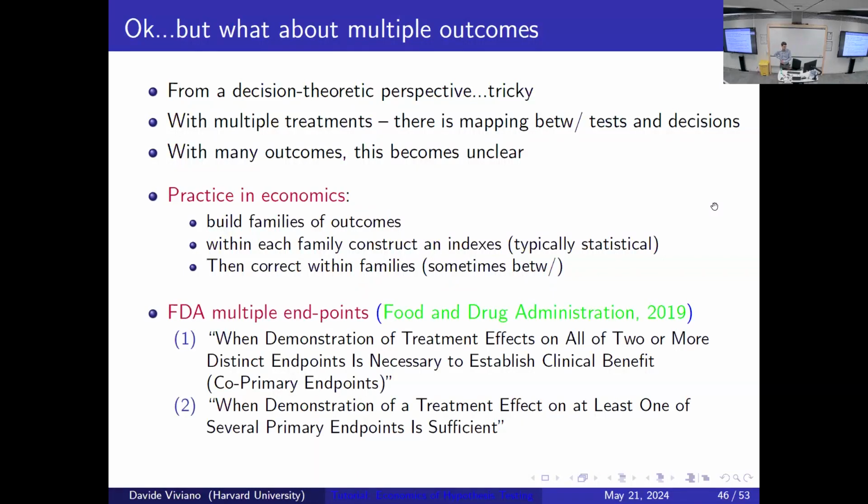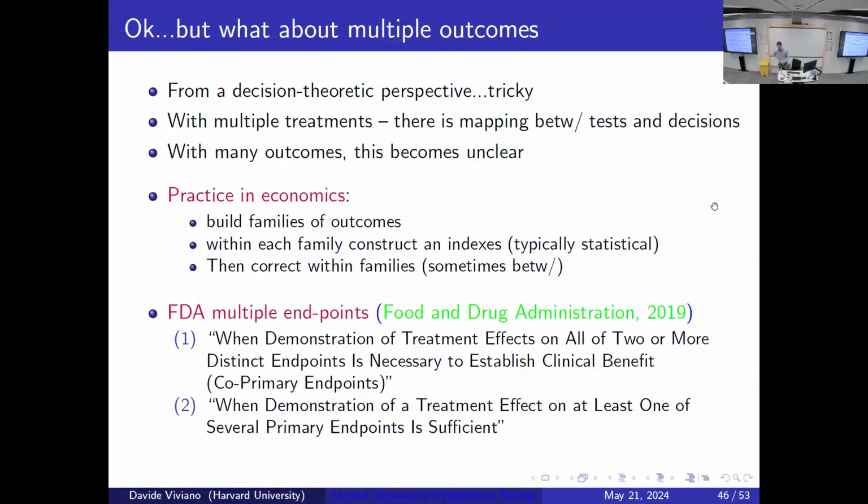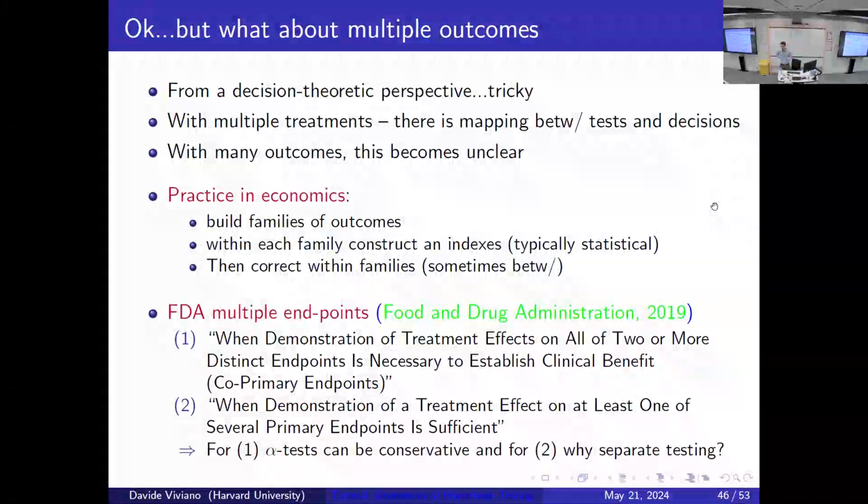The FDA has two different recommendations. If you look at their guidance for industry, they either require demonstration of a treatment effect on all the endpoints, on all the outcomes, or they require demonstration of a treatment effect on at least one of them. But in other cases, it becomes quite unclear why and how you want to do separate testing. For example, in the first case, just doing alpha-level tests can be conservative, because you require an effect on all the endpoints. And in the second case, you can just do a joint test if you only care about rejecting at least one.